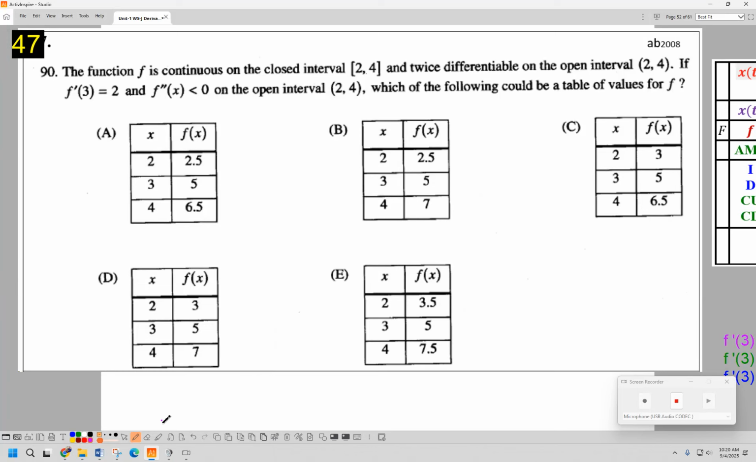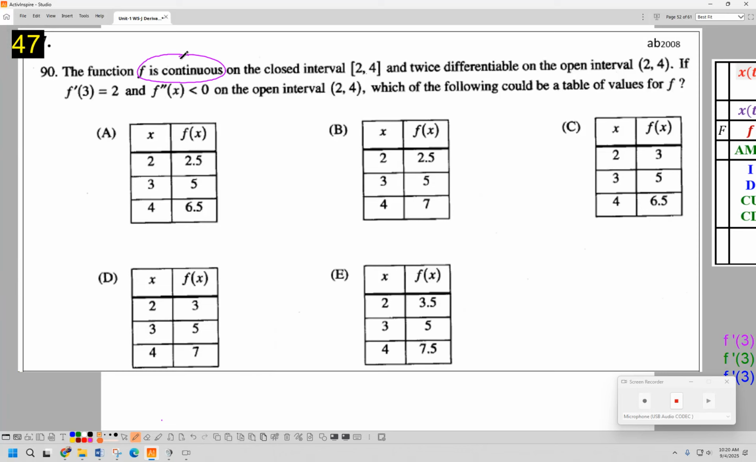Okay, it says f is continuous. When I read the clue f is continuous, what I always think is I might need that clue, I might not. So I don't forget about it, but I don't dwell on it. I keep reading.